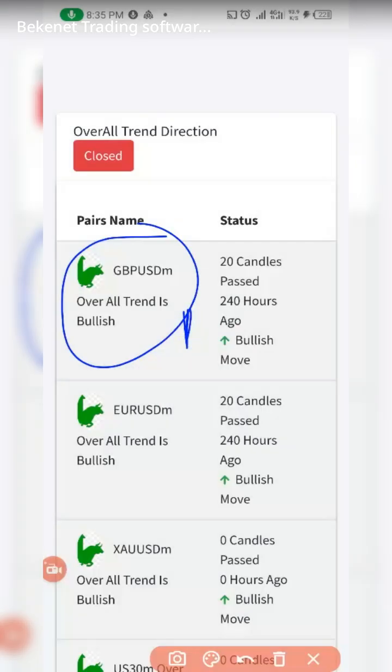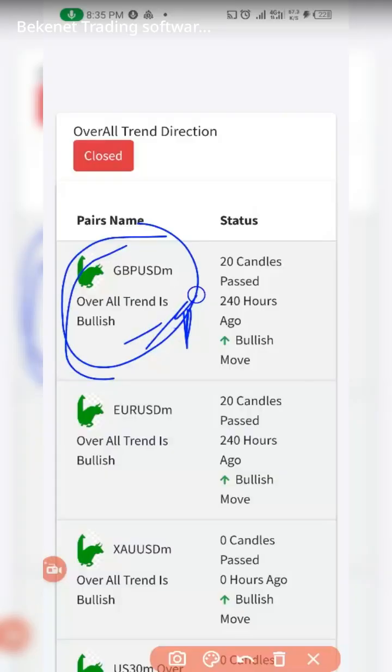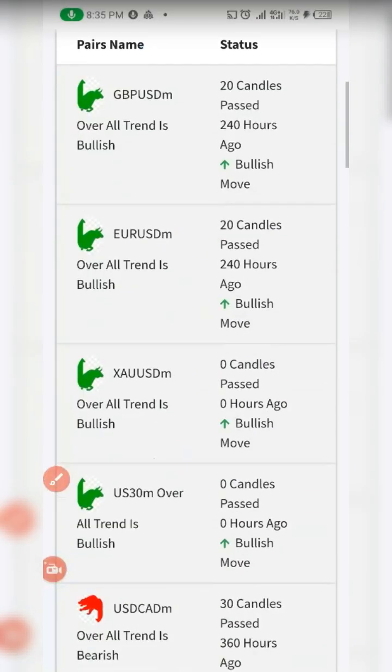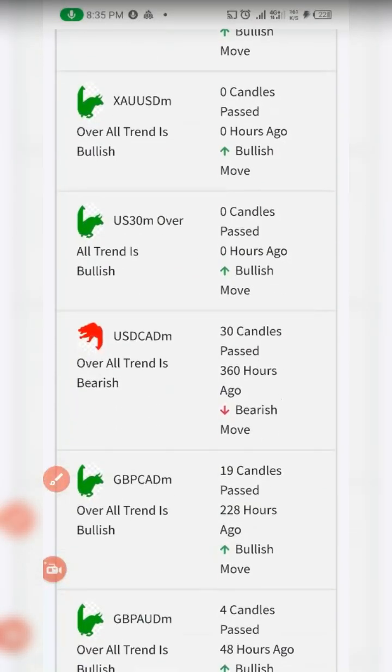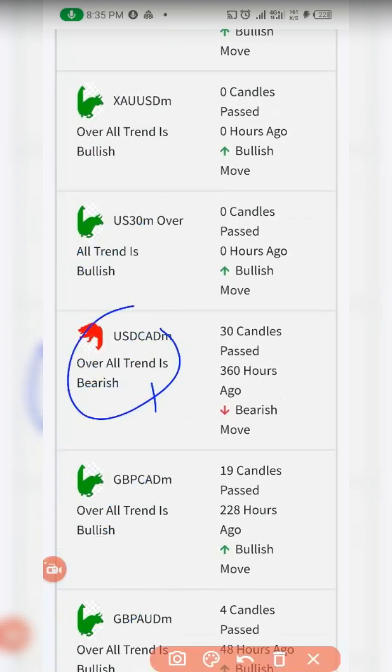Now, it's telling me that GBP USD overall trend direction is bullish. Euro USD overall trend direction is bullish. Gold overall trend direction is bullish. So I can easily pick up any trade. USD overall trend direction is on a bearish move. This one too, overall trend direction is bullish.